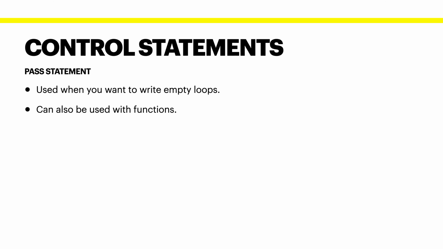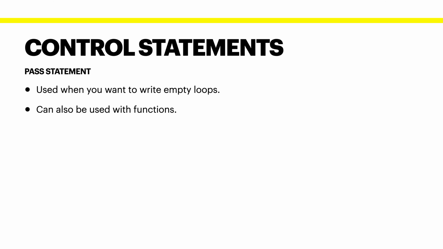Now we will be talking about the pass statements. The pass statement does nothing. It can be used when a statement is required syntactically, but the program requires no action. We use the pass statement to write empty loops. It can also be used with functions. Let us see examples of how we can use pass statements in order to understand it in a better way.